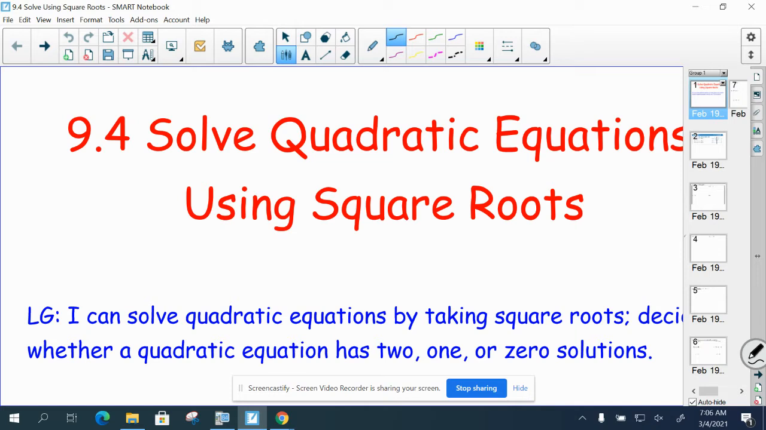And we're also going to learn when you can figure out if it has 2, 1, or 0 solutions. Remember yesterday, graphically, if it had 2 solutions, it crossed through the x-axis twice. If it had 1 solution, it crossed through the x-axis at just one point, the vertex. And if it had no solutions, it didn't cross through the x-axis at all.